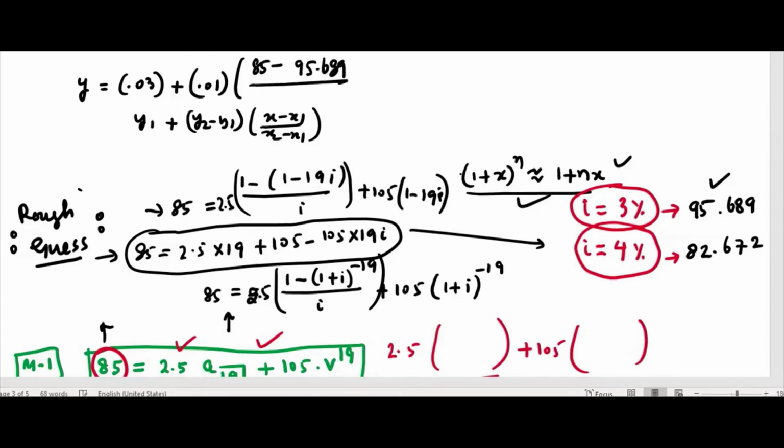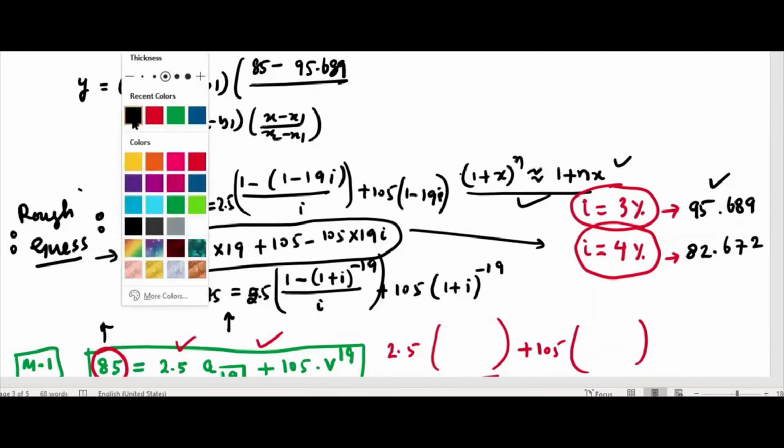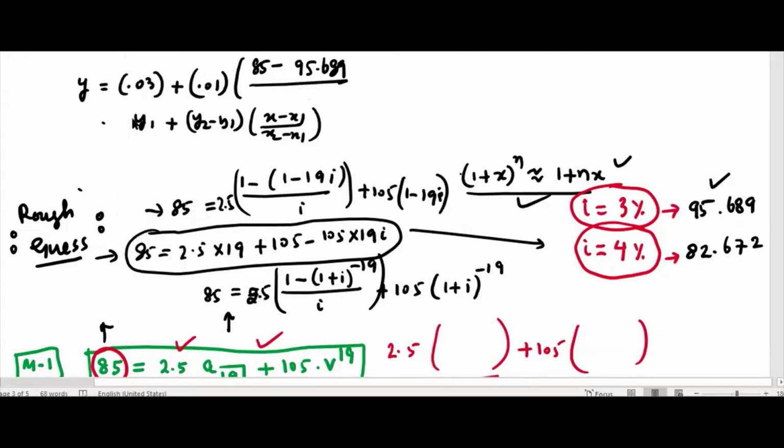95.689 divided by 85 minus x2 minus x1. Sorry, I have to write x2 here. X2 is 82, right? 82.672 minus 95.689. So how can you calculate y?